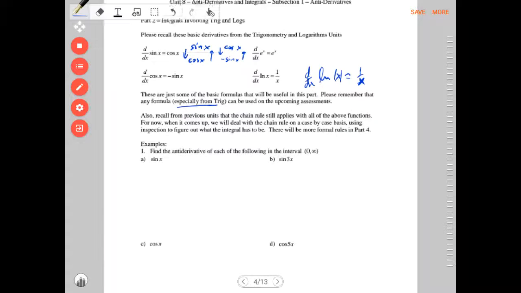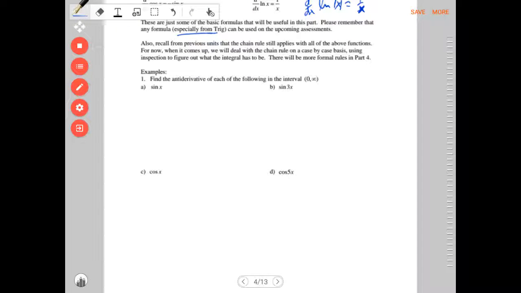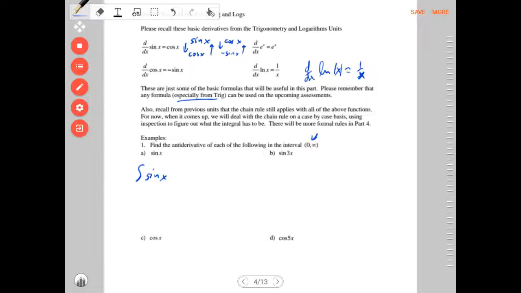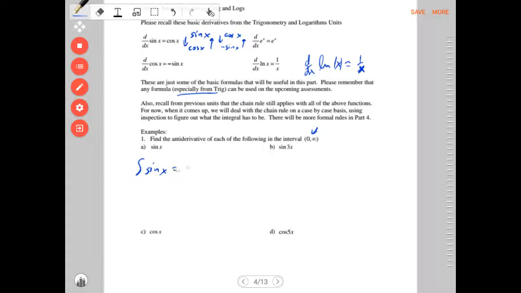Okay, so first up, find the antiderivative of the following on the interval 0 to infinity. Don't worry about these interval things. They're really not that important. It just gives us some kind of an idea of where the function is. So remember the integral of sine x. Let's go back up to my little chart here. The integral of sine x is going to be negative cos x, so negative cos x plus c.